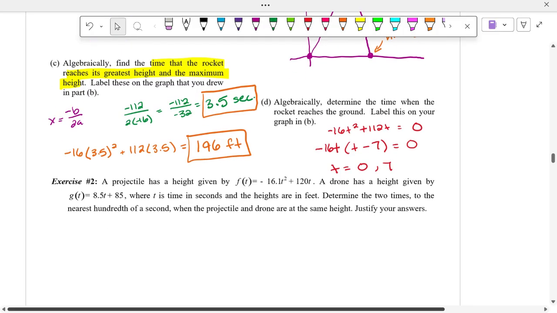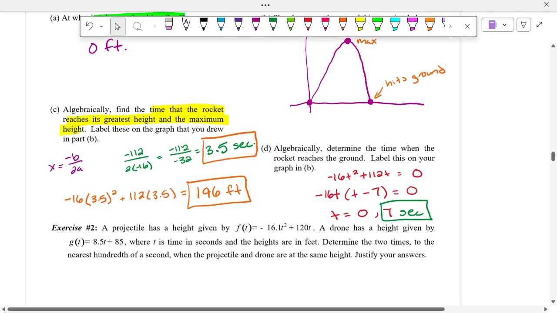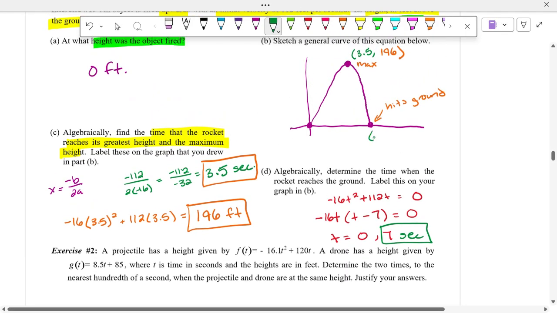However, which one is the actual answer? 7. Why? Because our launching point was at 0. So in reality, it hits the ground after 7 seconds. So 7, 0. It takes 7 seconds to hit the ground.